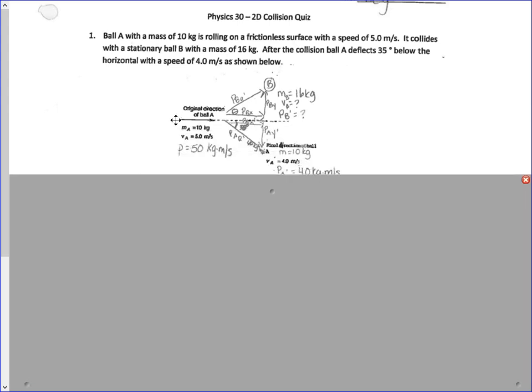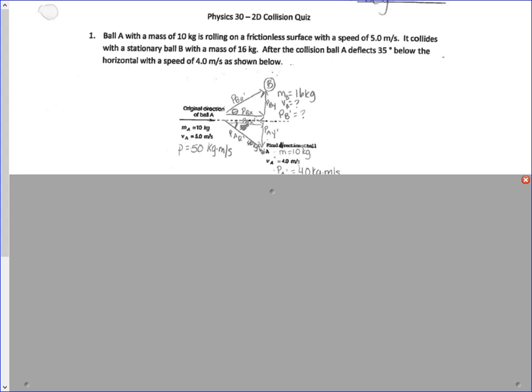We have ball A, 10 kilograms going 5 meters per second, collides with ball B, and the momentum, you just multiply them together, is 50 kilogram meters per second, or 50 Newton seconds.